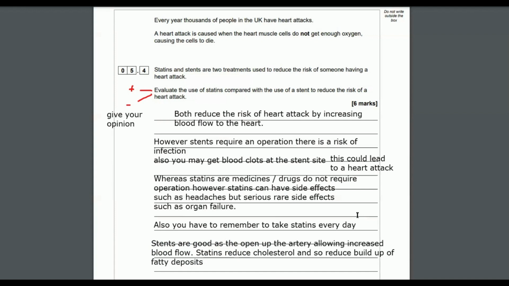So there we go. Loads of arguments for and against. Personally, I would definitely finish with an argument saying which one you prefer. With evaluate questions, I always like to give my opinion. So you'd then give your opinion. You can choose either one and do a final sentence saying, listen, save something for one of them. So maybe say, overall, statins are better because it's cheaper for the NHS because the operation is more expensive. You could say something like that.